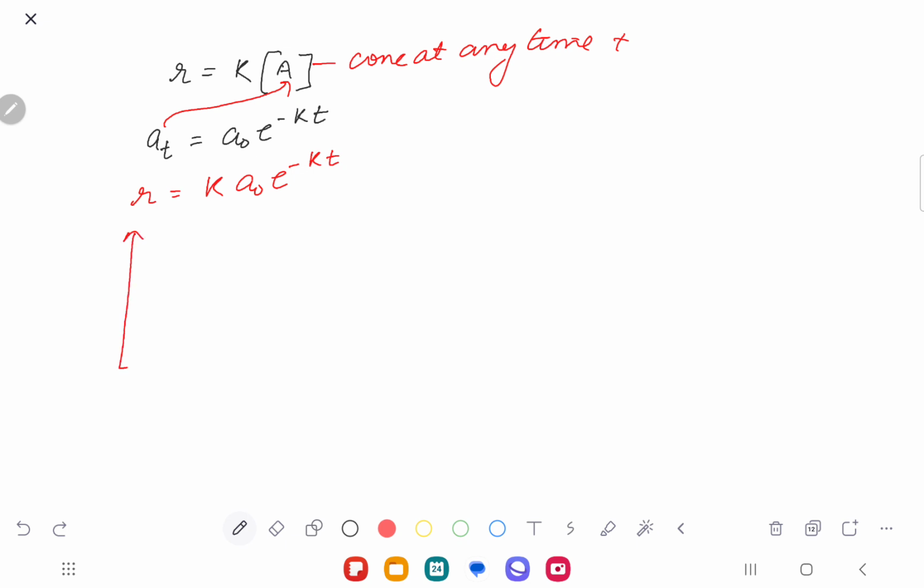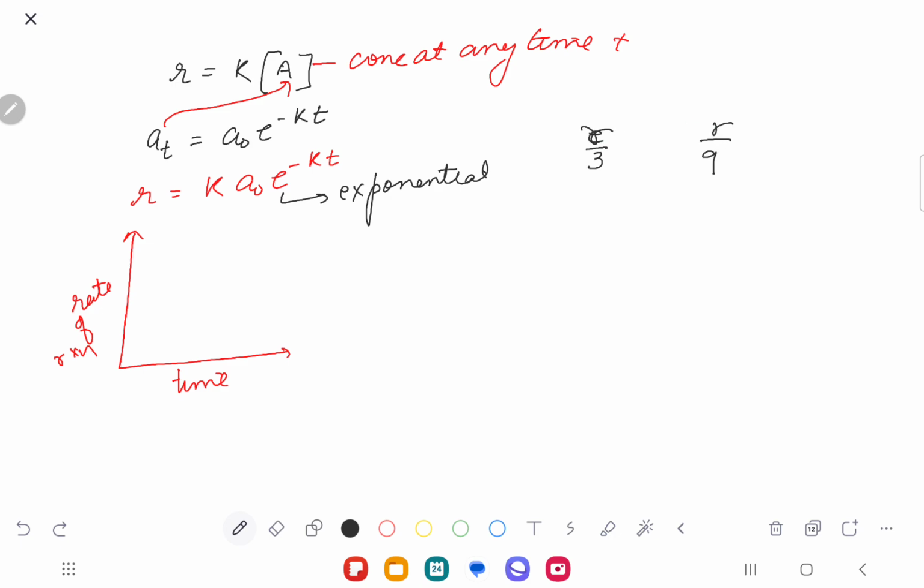So the graph of rate versus time: with time, what happens to the rate of the reaction? It decreases drastically. When e is there, it decreases exponentially. Do you understand that just after 1 second it became one third? It became 1/9. So it is decreasing at 0 seconds, 1 second, 2 seconds, 3 seconds. If this was the rate at the start, one third would be something here and then 1/9. So the graph would look something like this.